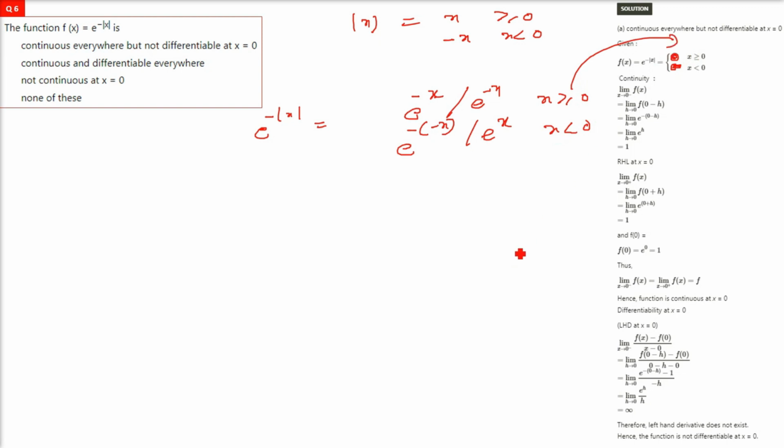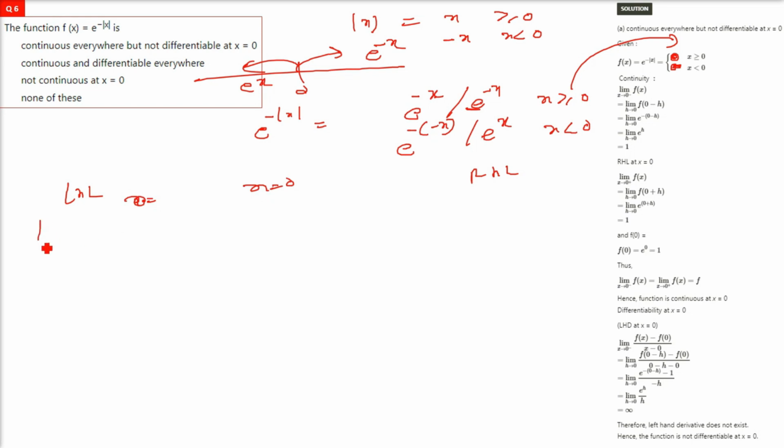You have to remember this, because I'm going to do the derivative also in a short while. First we'll do the left hand limit and right hand limit. So this is the number line, just to show you that we are at 0. On the right we are going to use e raised to minus x. On the left we are going to use e raised to x. Okay. Now what you can do here is replace x with 0.